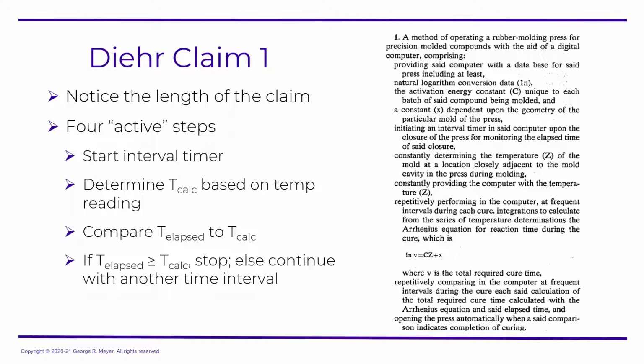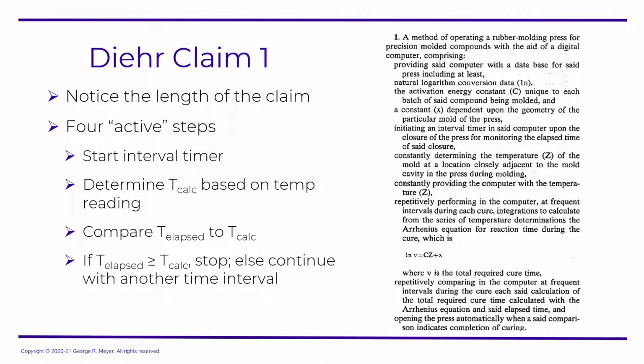But before we start, let me point out one thing that's about 3/4 of the way down. We have an equation, and it's that the natural log of v equals cz plus x. V is going to be our calculated time. C is a constant related to the activation energy, and X is also a constant. That's related to the geometry of the mold. The only variable is Z, and Z is the temperature.